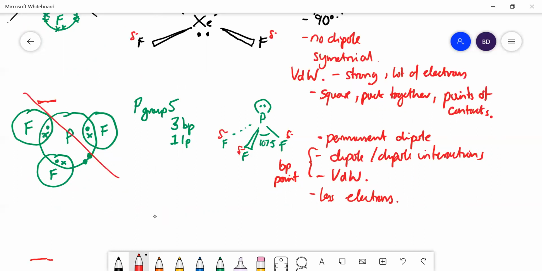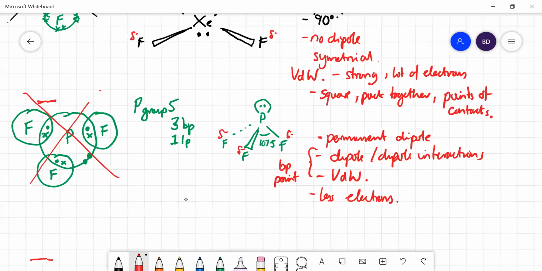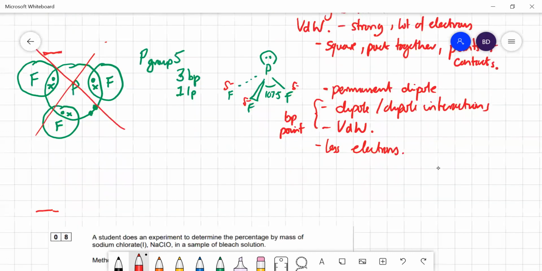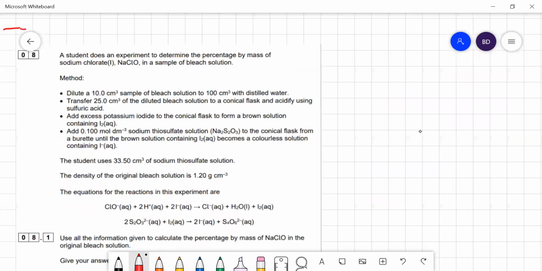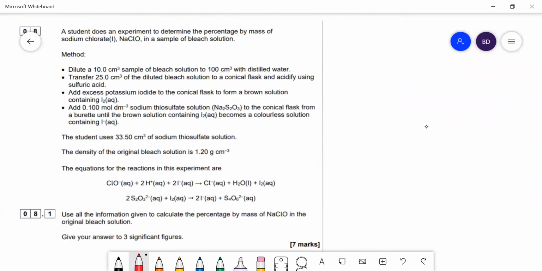Okay, you might want to cross out that as well. That's just sort of working out how many bond pairs you've got and how many lone pairs. Right, now here is a big, long, unstructured titration question where they just give it to you and you've got to work it out yourself. Okay, so let's see how we're going to do this.